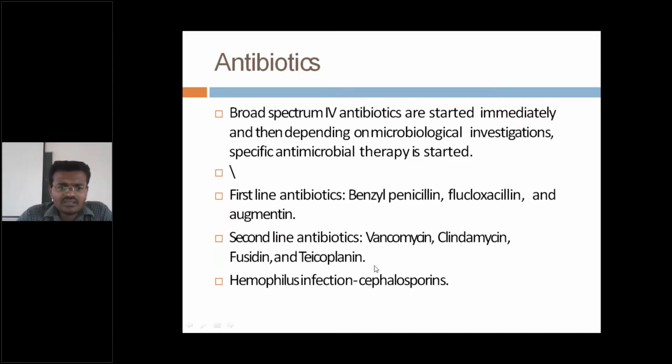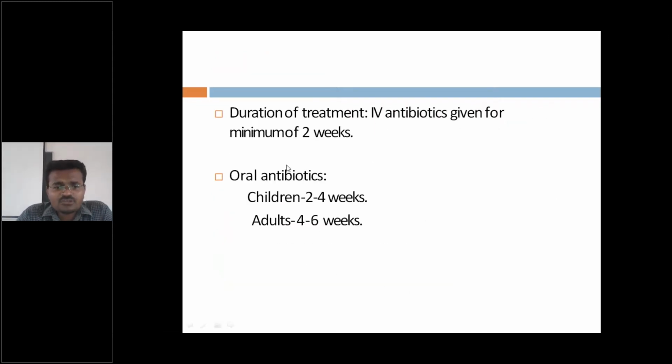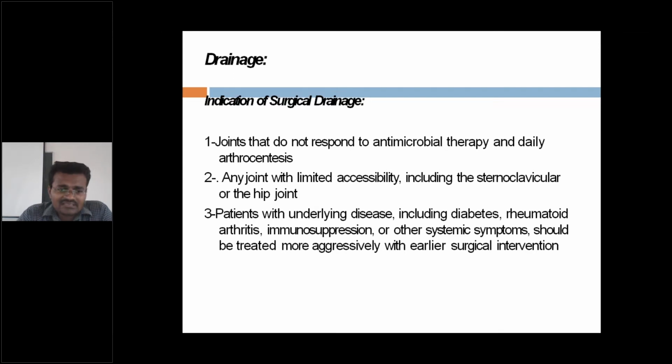Okay. So duration of treatment: IV antibiotics we should give for a minimum of 2 weeks, and in adults 4 to 6 weeks, and in children 2 to 4 weeks. So drainage, for joints that do not respond to antimicrobials. Initially, when it comes at an early stage, we have given some antibiotics, we have kept IV fluids, we have given painkillers.